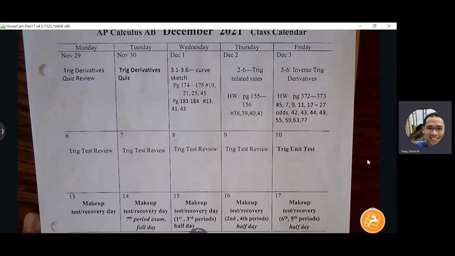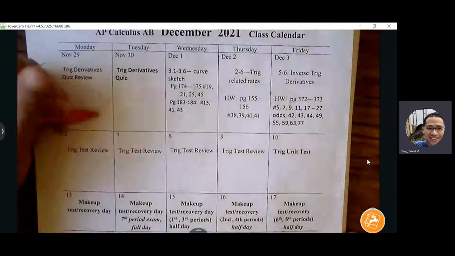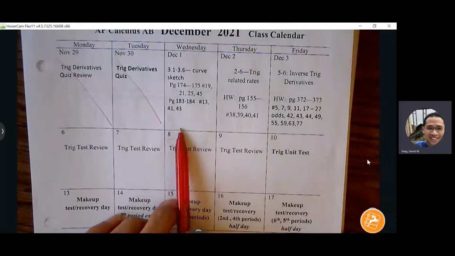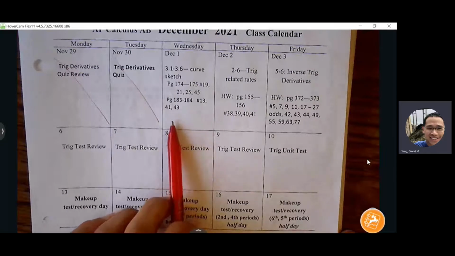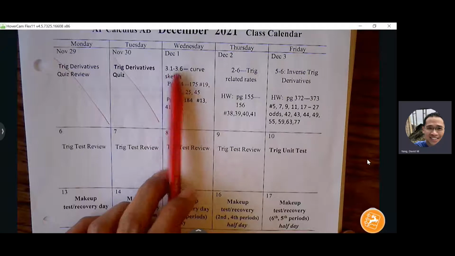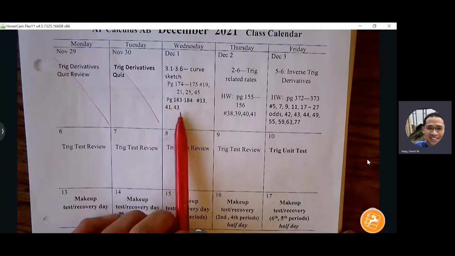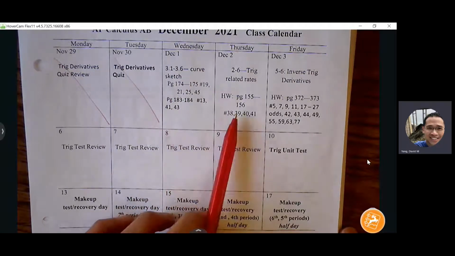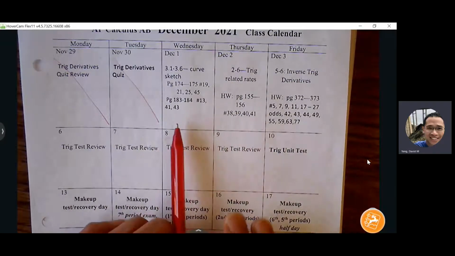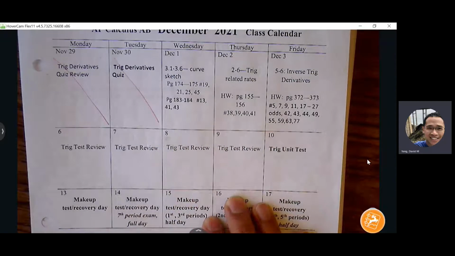I just want to go over the calendar a bit more. We're going to be spending time going over curve sketching today. We'll do a full curve sketch problem from chapter 3. We'll review mean value theorem, but from a trig perspective. Thursday, we'll do related rates. Friday, we'll do inverse trig derivatives. So we still have 3 big topics to go over.